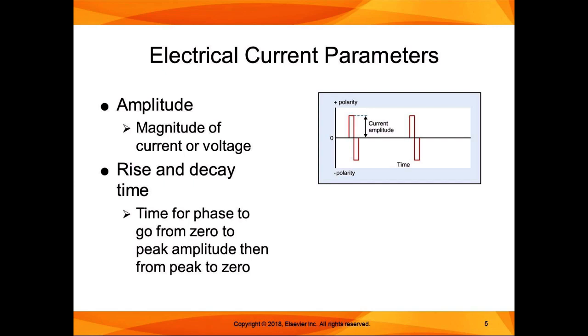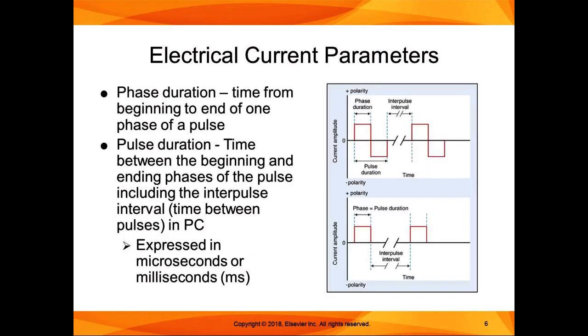The rise and decay time is the time for a phase to go from 0 to peak amplitude and then back to 0. Generally, we're not measuring or documenting rise and decay time, and it's very short. Phase duration. A phase is the period when the electrical current flows in one direction. So the phase duration is how long a phase lasts, and it's usually measured in microseconds or sometimes milliseconds if it's a really long phase.